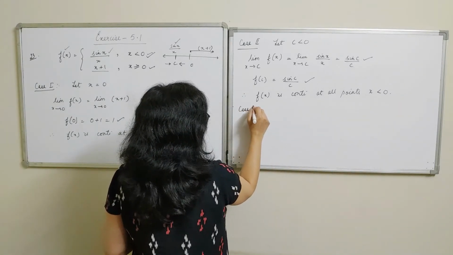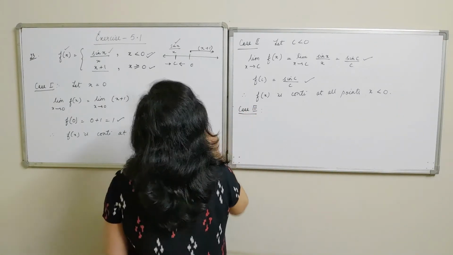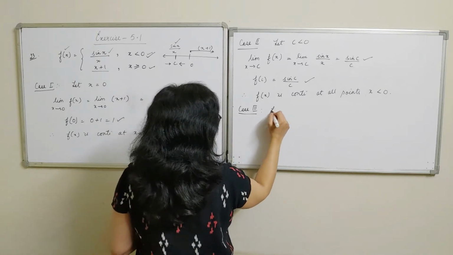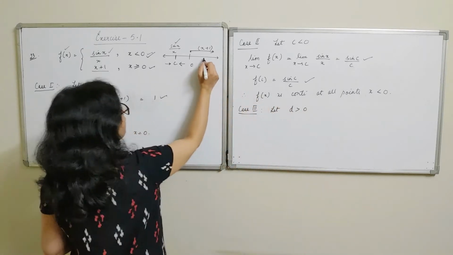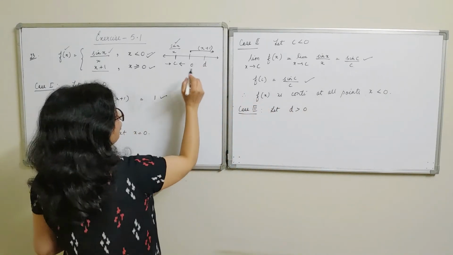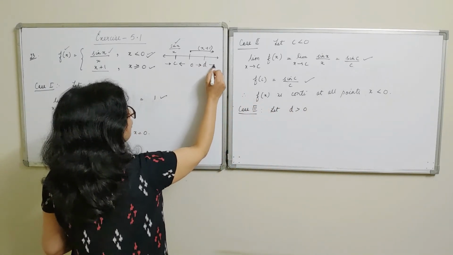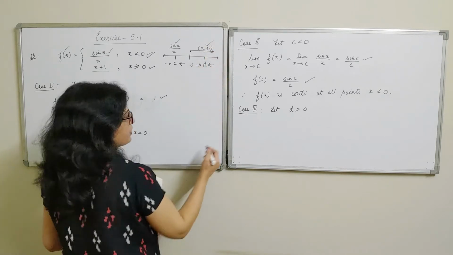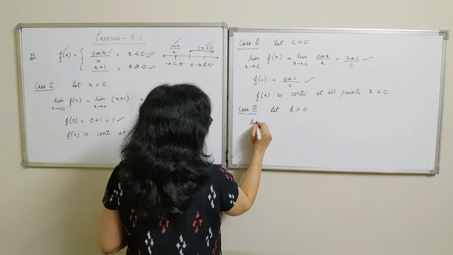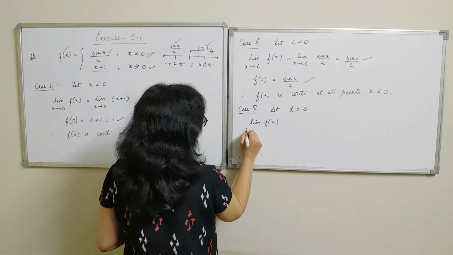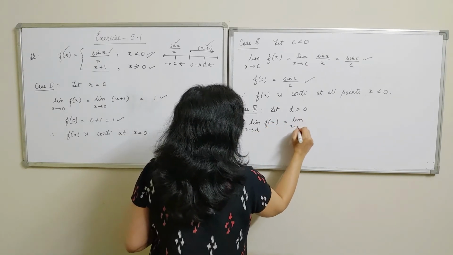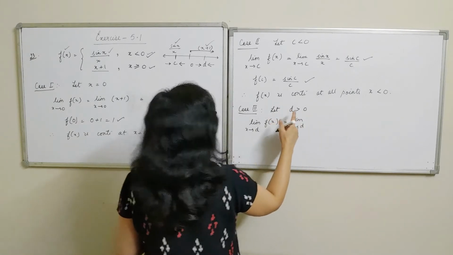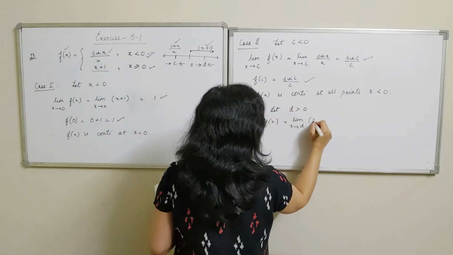Then there is a third case, x greater than 0. So let us take a point, say D, which is greater than 0. That means somewhere here. Here again you notice when you approach D from the left side or from the right side, the function remains the same. So we can directly find out here the limit of the function when x tends to D. So our function is greater than 0, the function is x plus 1.